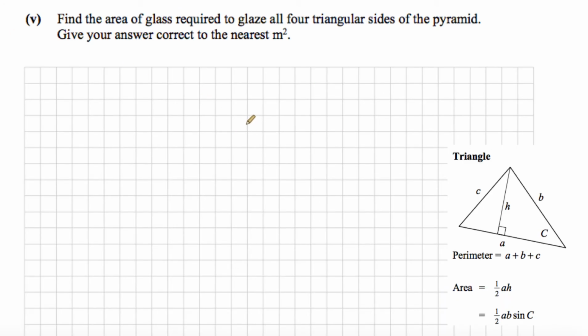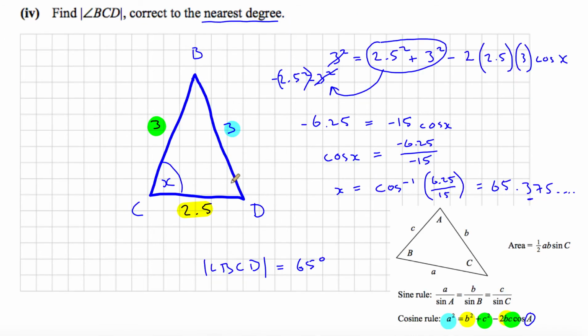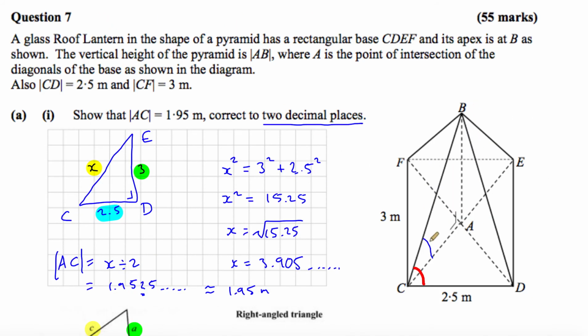Part 5. Find the area of glass required to glaze all 4 triangular sides of the pyramid. Give your answer correct to the nearest meter squared. Okay, so I need the area of the 4 triangular sides of the pyramid. So I need the area of this here, and there's going to be 2 of these faces. That's going to be the BCD, and then at the back BFE. So two of them will come from that.